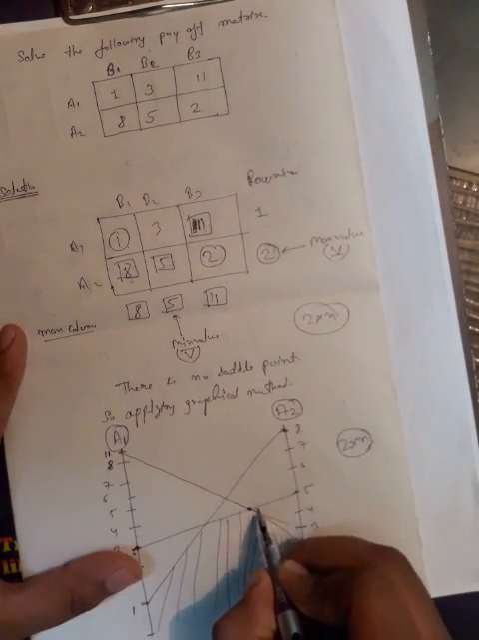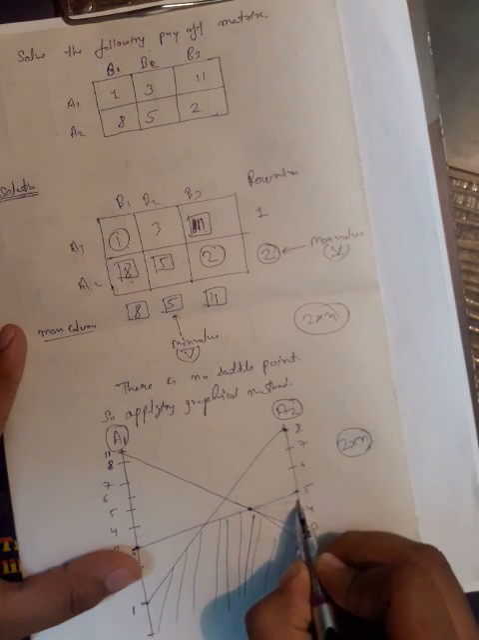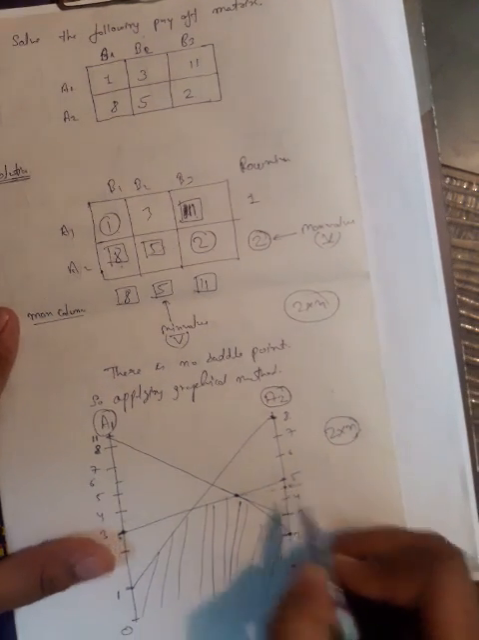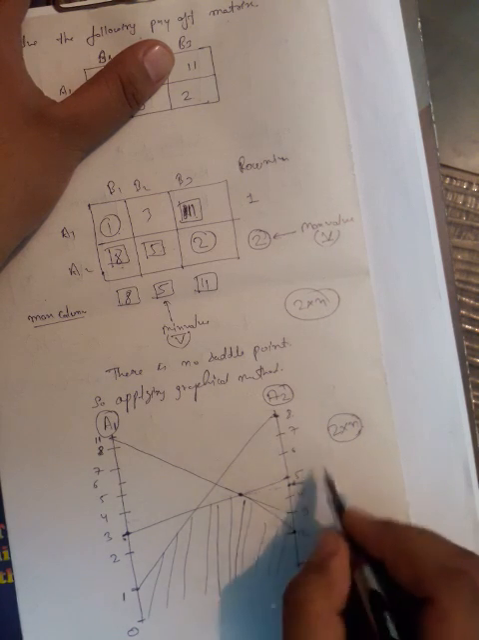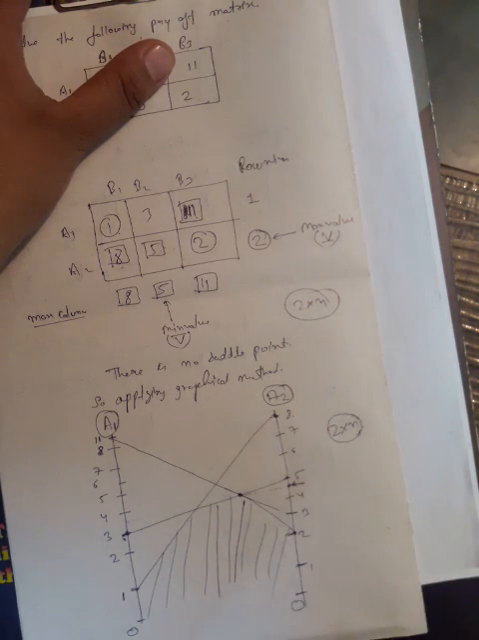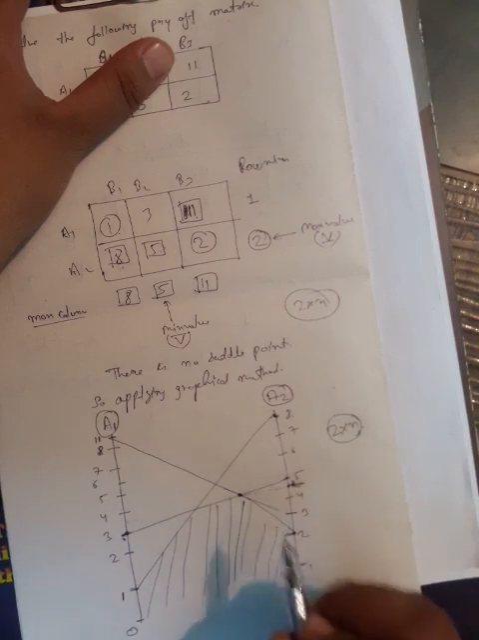So draw one horizontal line. Here you will get the value of the game. This is a cross-check, but this is not the actual answer. This is just a cross-check.